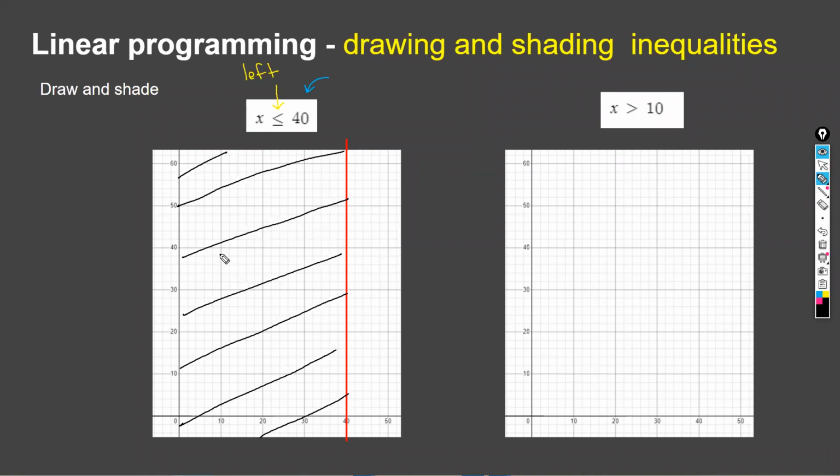So this is the region here: X is less than or equal to 40. And the actual line itself is X is equal to 40. Remember I said for the actual line, we have to use an equal sign. For the region, we have to use the inequality.